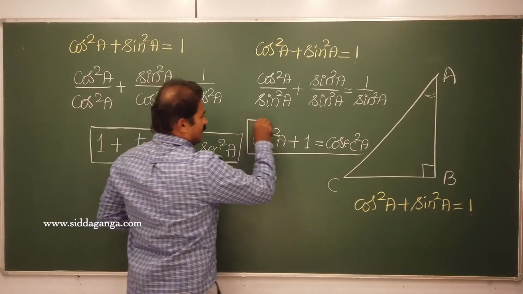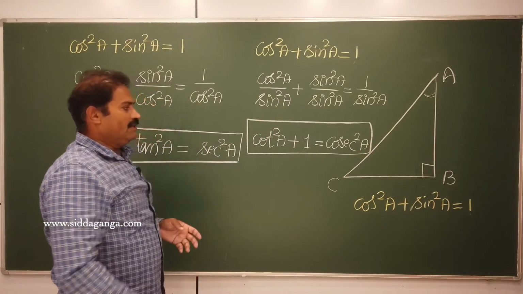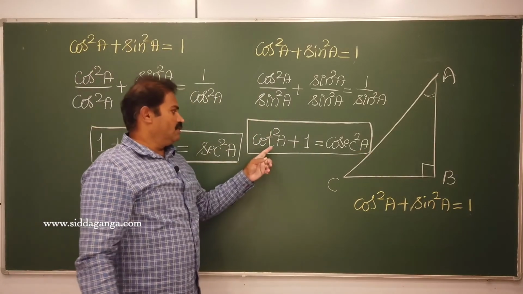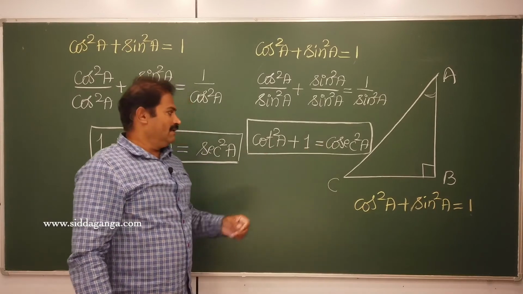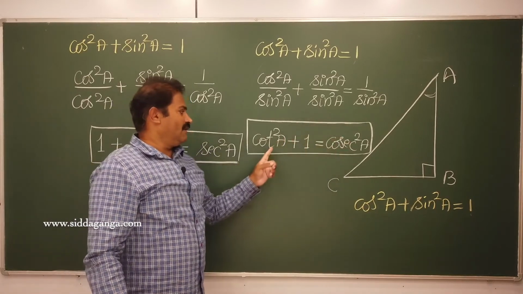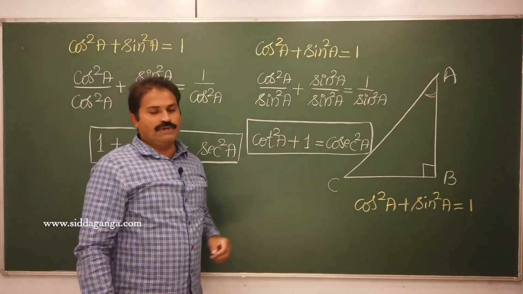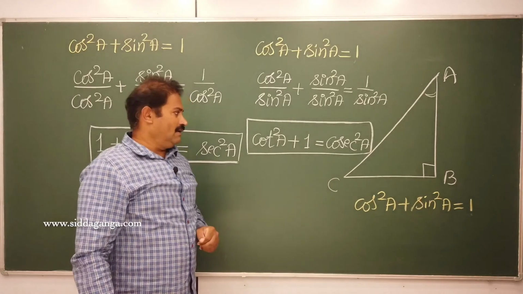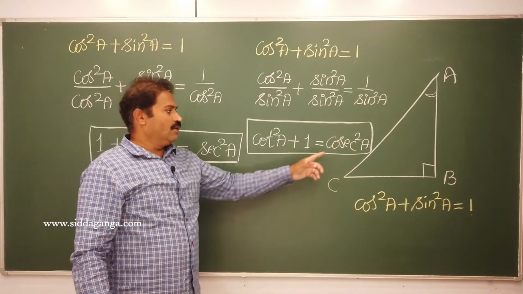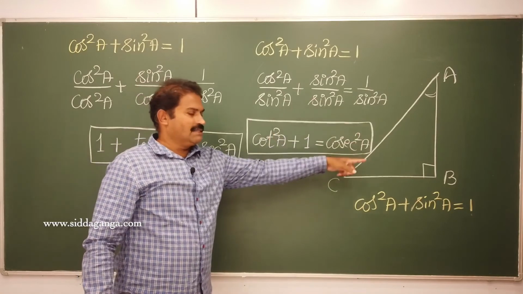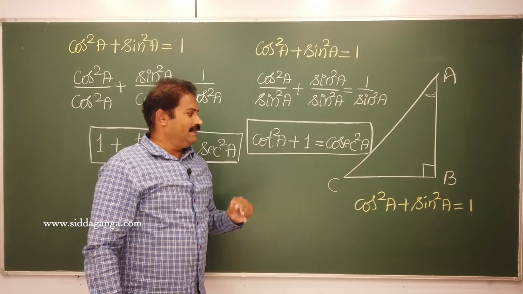So this is another identity. So how you can write in three different forms. So cot square A plus 1 is equal to cosecant square A. So you can shift 1 on that side, that will give you the value for cot square A. Cot square A is equal to cosecant square A minus 1. Or you can shift cot square A on that side, so that will give you cosecant square A minus cot square A is equal to 1. So these are three identities.